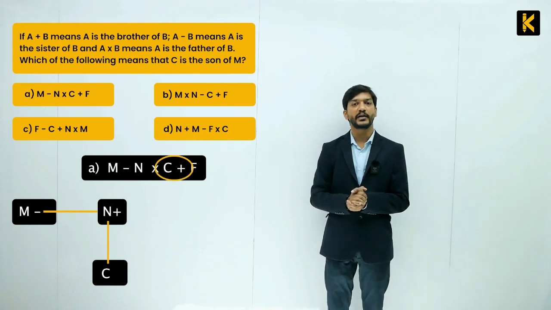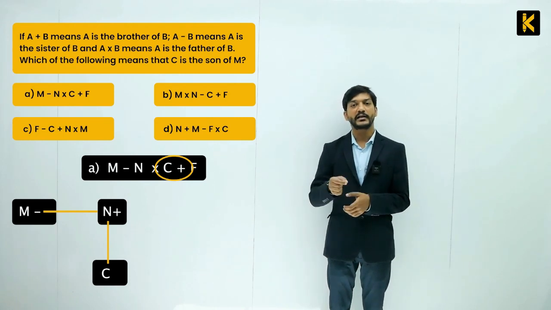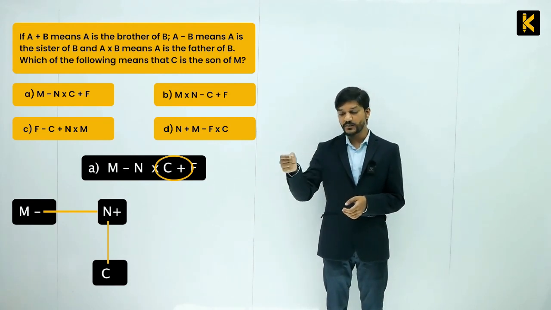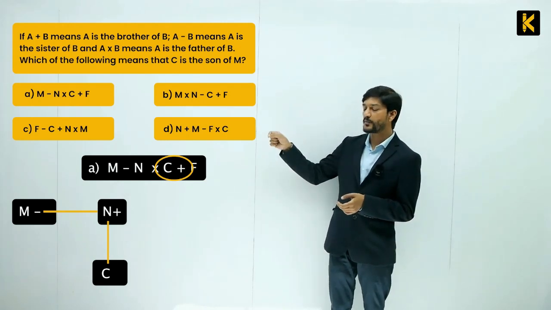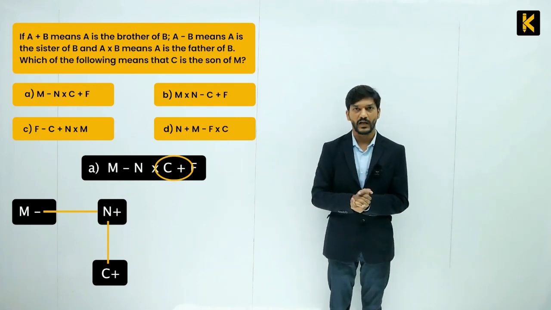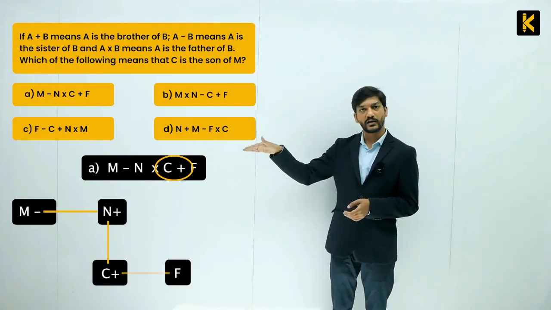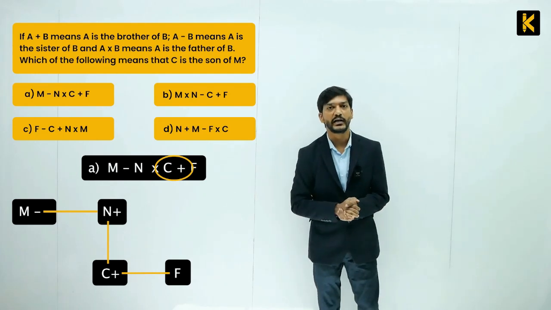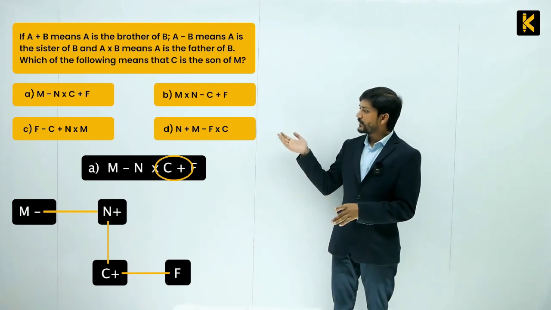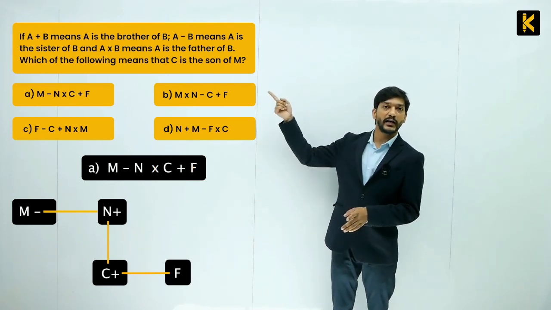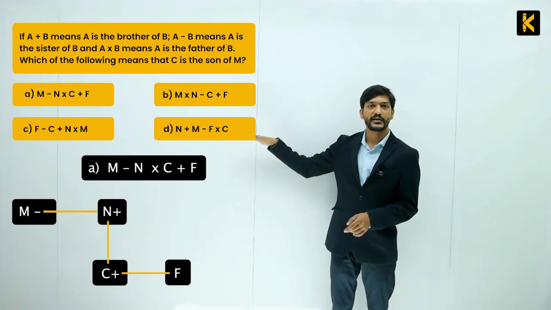The next part is C plus F. C plus F means C is the brother of F, just like A plus B means A is the brother of B. So C is the brother, so C will be a plus sign. Brother means the same generation, so a single line, and in the same generation I need to show F as well. Based on this diagram, his representation is option A; if I convert option A into our representation, this will be our representation.